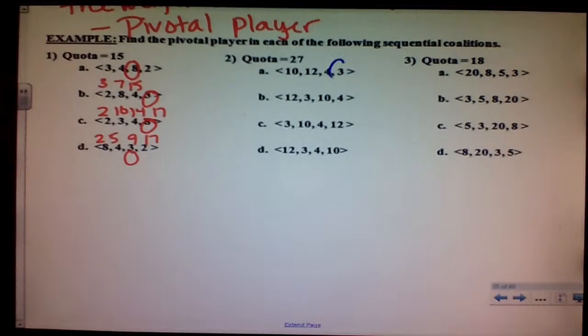Okay, so number 2, it should have been 3, 4, 12, and 10. It should have been all your last numbers. And number 3, it should have been all of your 20s.